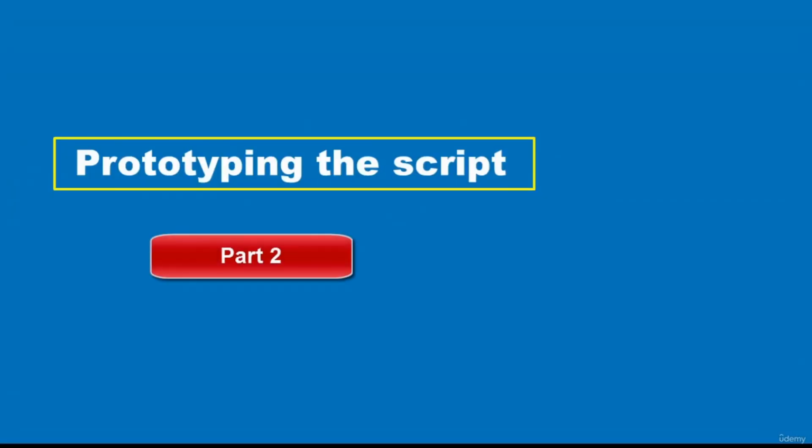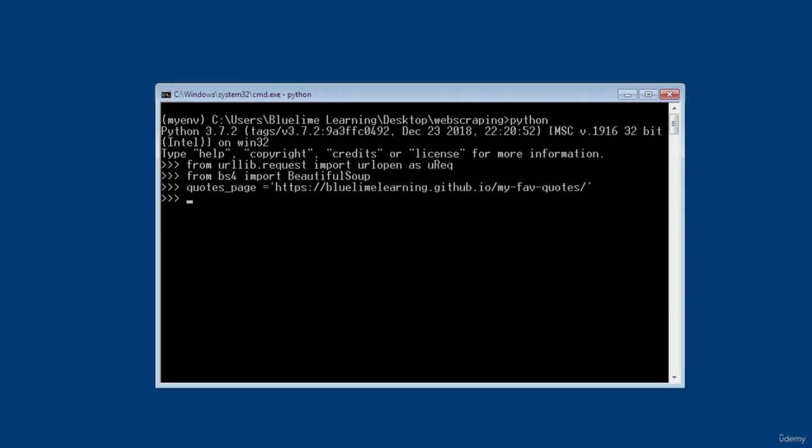Hello and welcome to part 2 of the prototyping of the script. In this part, we are going to open up a connection and then grab the URL of the web page that we are going to be scraping. So to begin, I want to open up a connection that will grab the page that we will scrape, which I have stored inside this variable called quotes underscore page.